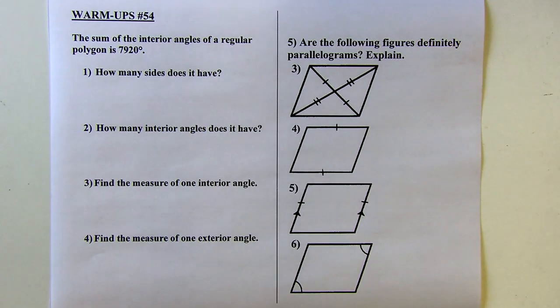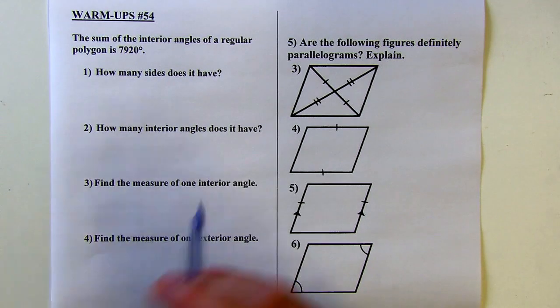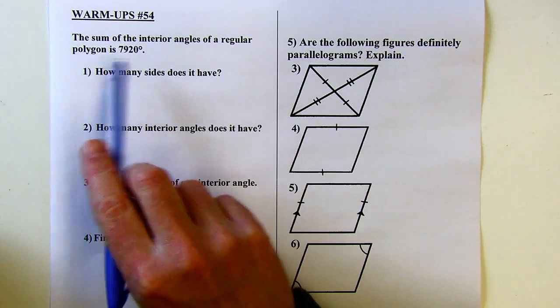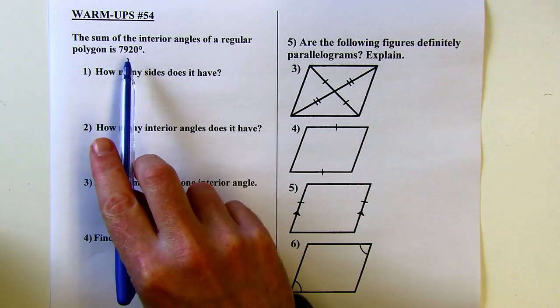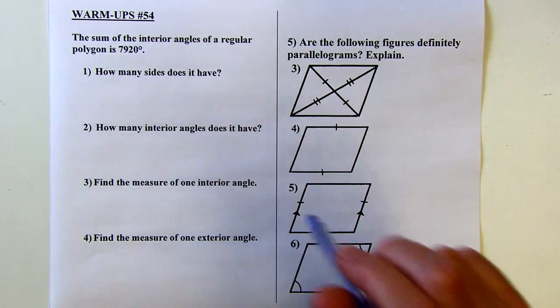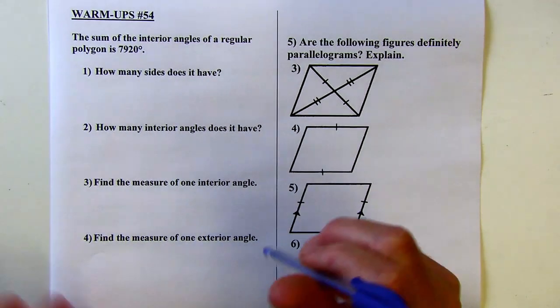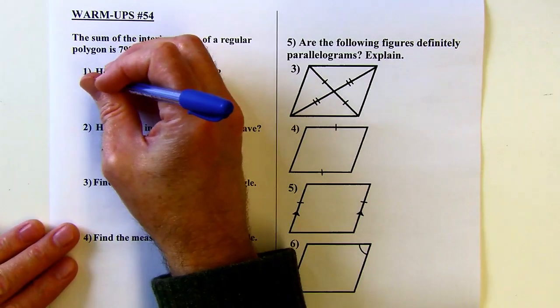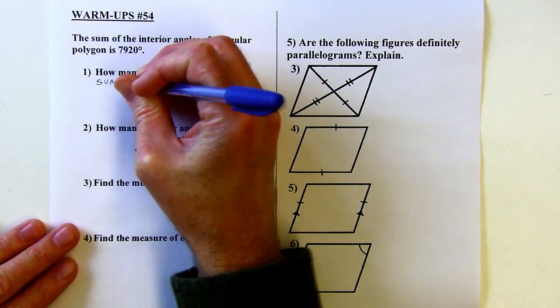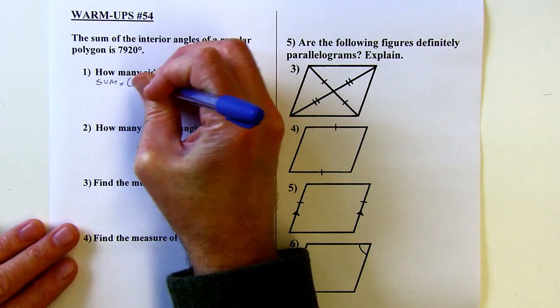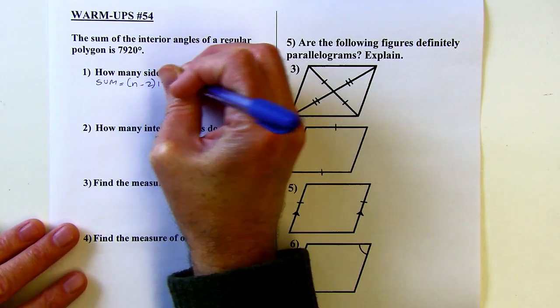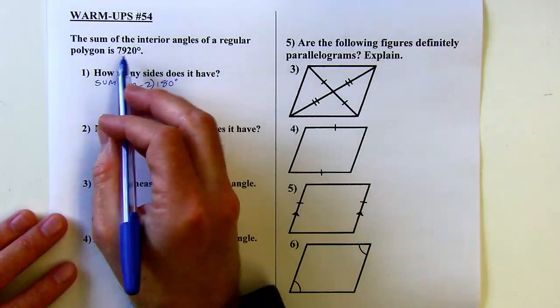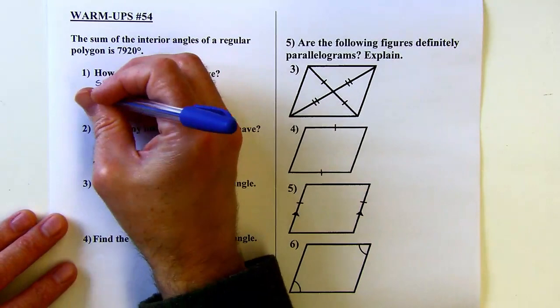All right, here's warm-up number 54. The sum of the interior angles of a regular polygon is 7,920 degrees. How many sides does it have? That's going to be the n, right? So I'm going to use the formula (n minus 2) times 180 degrees. I've got the sum here, the 7,920 number.